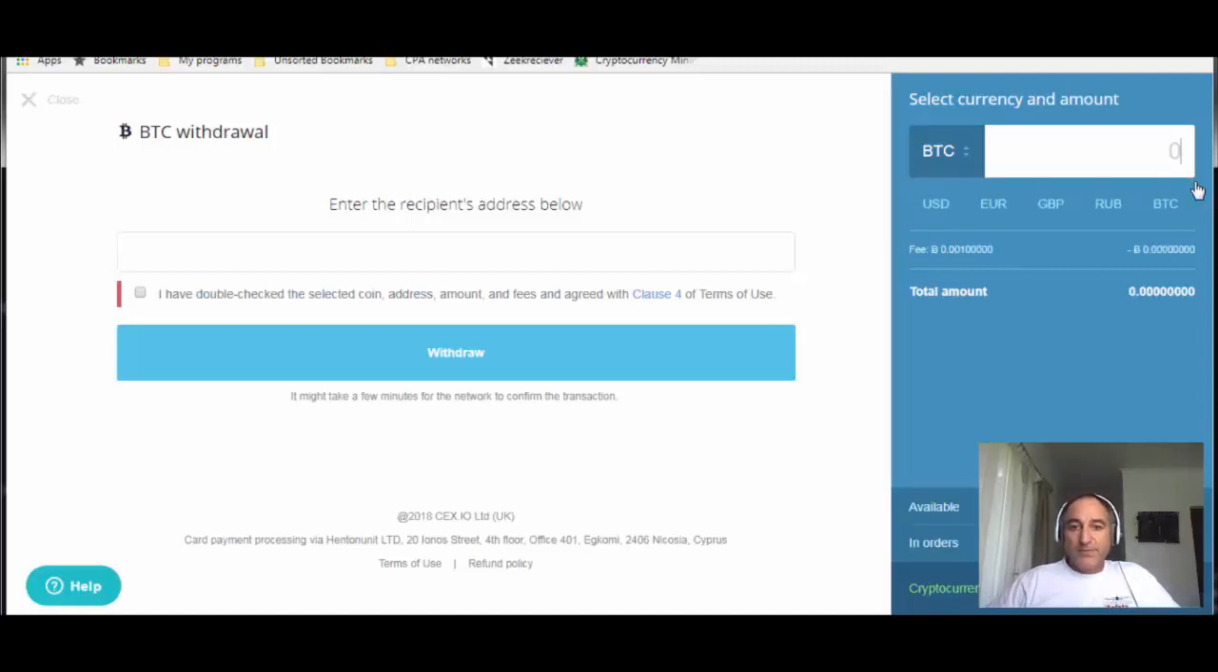Once you have filled that in, while you've got this page open, you should have, before you get to this stage, opened up another tab, opened your Luno account, and gotten your Bitcoin wallet address. Copy it, and then paste that address in here. Click on "I have double checked and selected coin." Double check the selected coin, address, amount, and fees. Check that everything is right. Tick the box and click on withdraw.